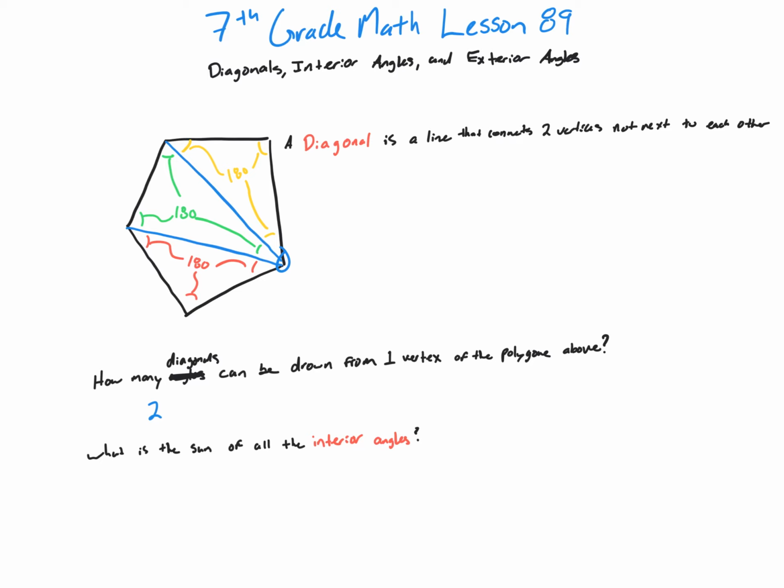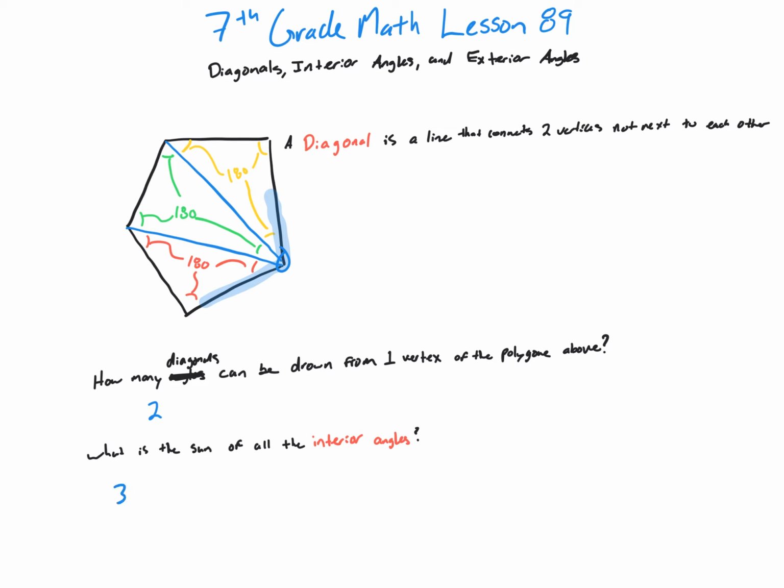So to answer this next question, what is the sum of all the interior angles? And I guess maybe I should have defined what an interior angle is. An interior angle is just an angle that opens up to the inside of a polygon. So this is an interior angle. The measure of this one right here is an interior angle. This is an interior angle. That's an interior angle. That's an interior angle. That's an interior angle.